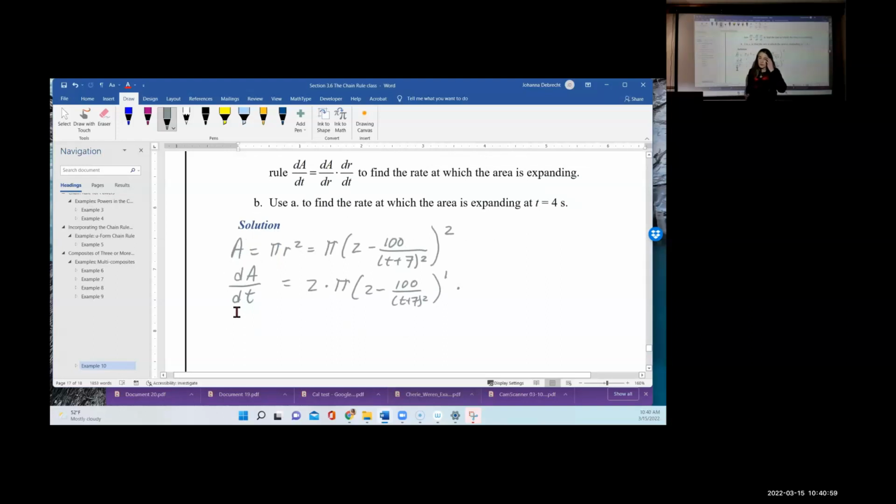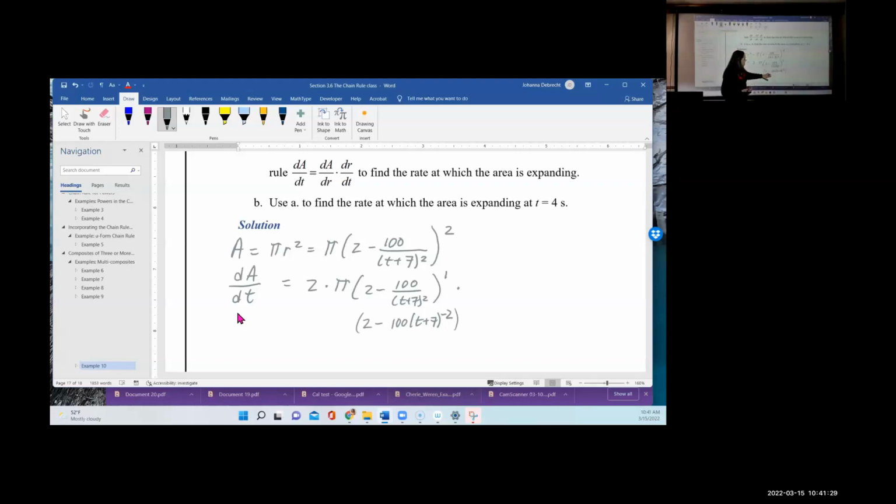Now, the derivative of what was inside was 2 minus 100 over (t plus 7) quantity squared. So we can think of this as 2 minus 100 times (t plus 7) to the negative 2. If we think of it like that, then taking the derivative is simpler and we can do chain rule again.